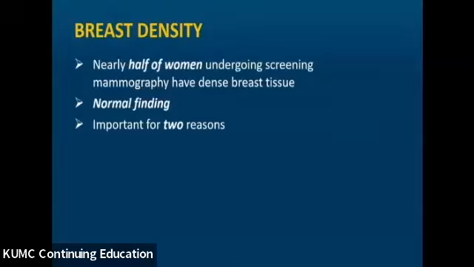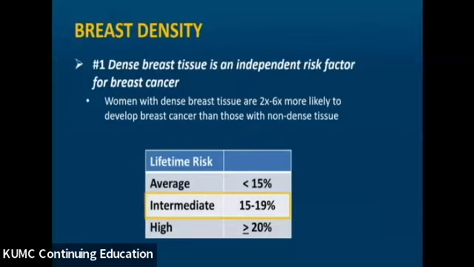About 40 to 50% of women undergoing screening mammography have dense breast tissue. So this is common, it's normal, but it's important for two reasons. Number one, having dense breast tissue is an independent risk factor for breast cancer. So for women who have dense breast tissue and no other breast cancer risk factors, they're already at the intermediate risk category with a lifetime risk of breast cancer of 15 to 19%.